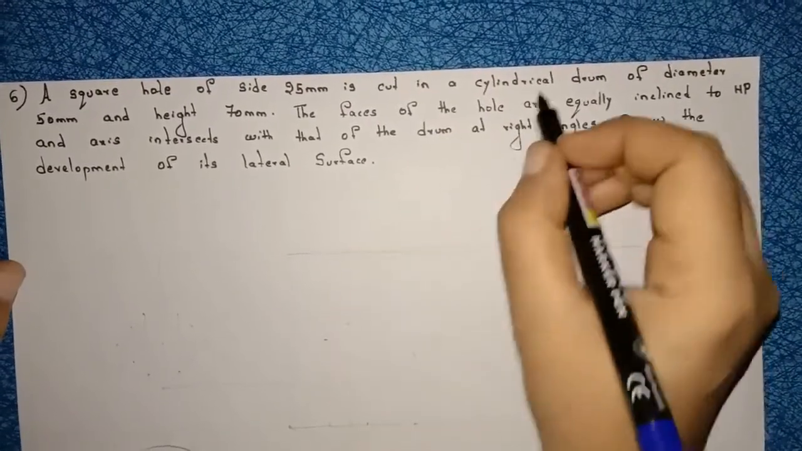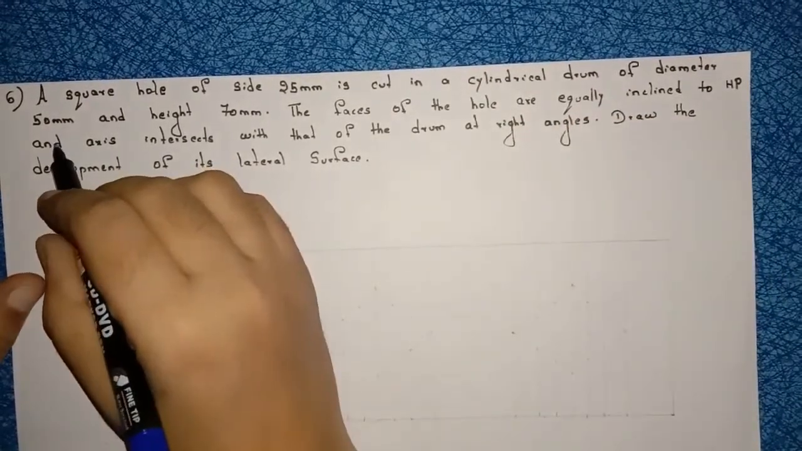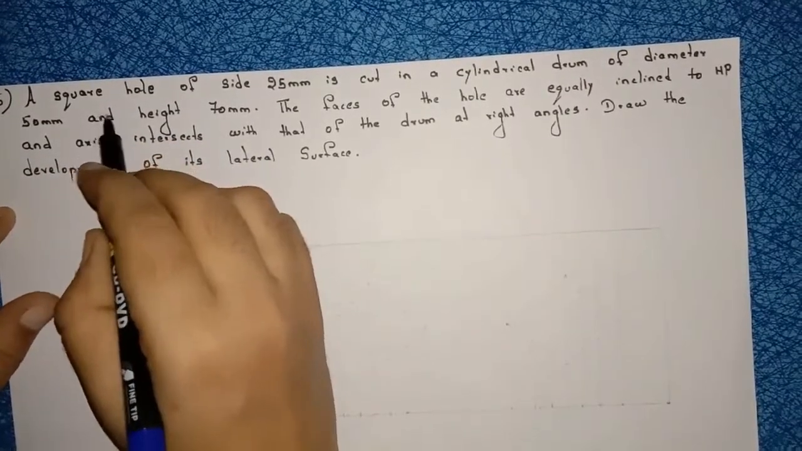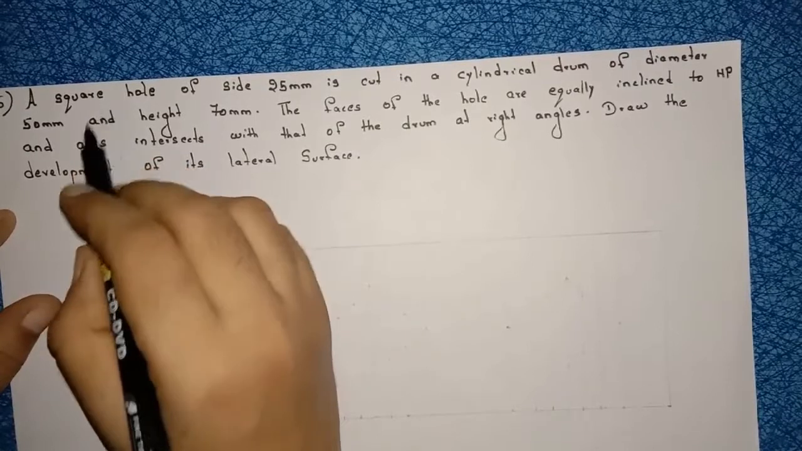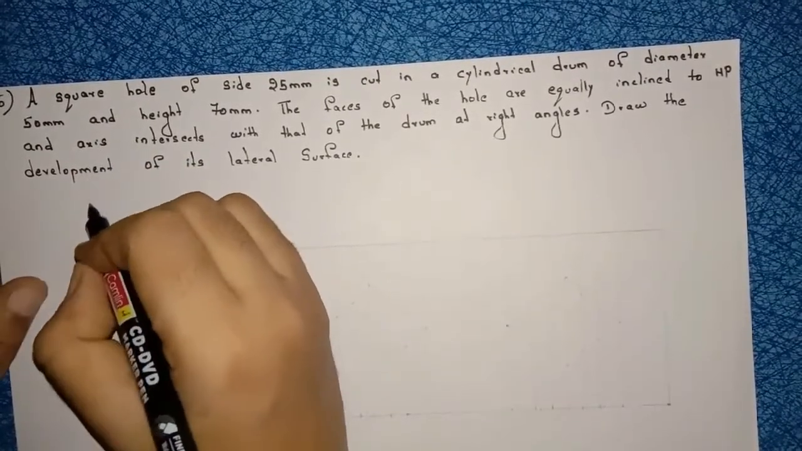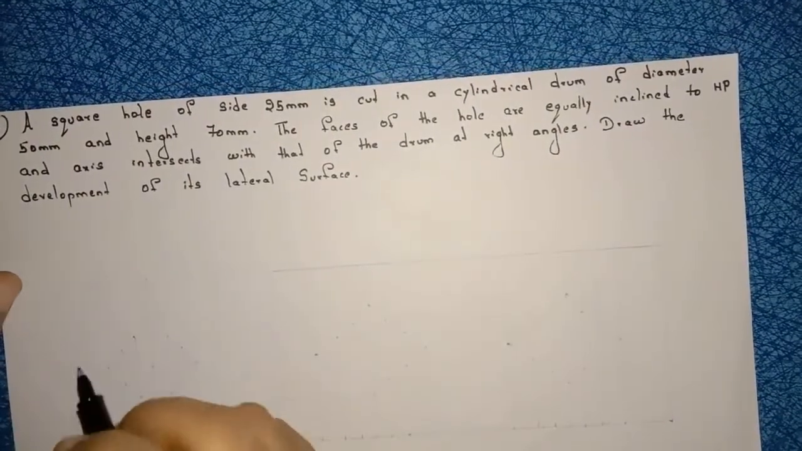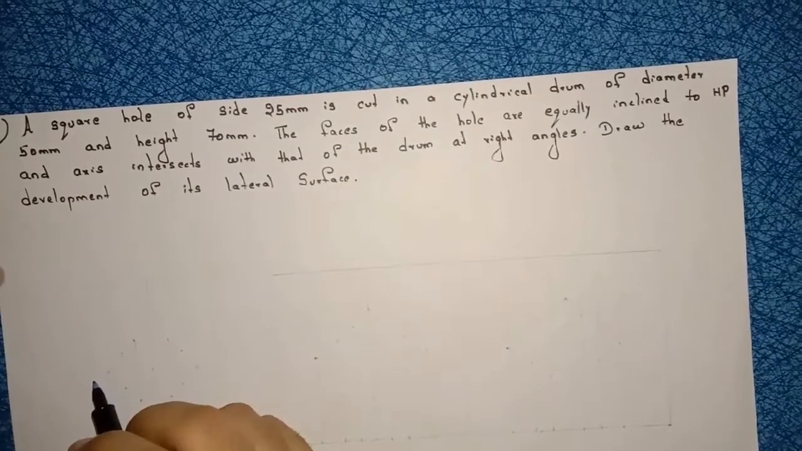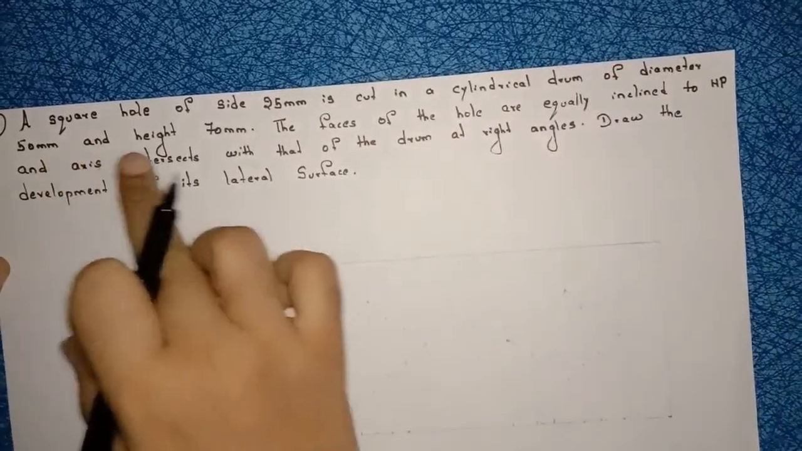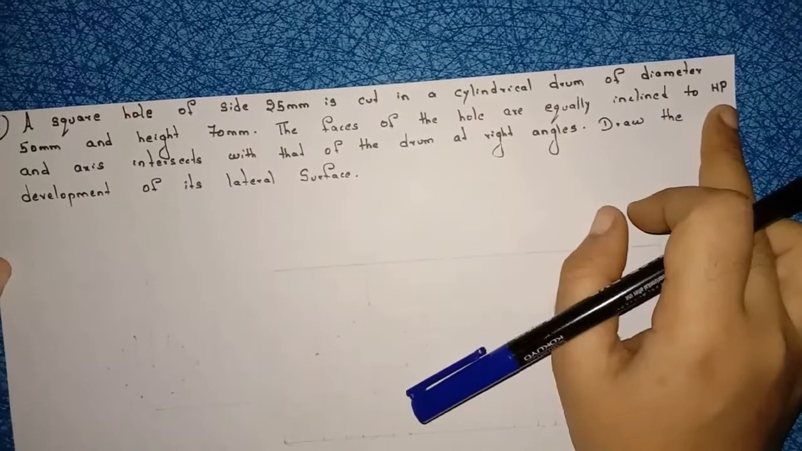So here we are going to construct a cylindrical drum of diameter 50 mm. In that cylindrical drum, a square hole was inserted and the faces of the hole are equally inclined to HP, and that axis intersects with that of the drum at right angles. Right? So let us see where we have to construct the cylinder. Cylindrical drum of diameter 50 mm and height 70 mm. The faces of the hole are equally inclined to HP.